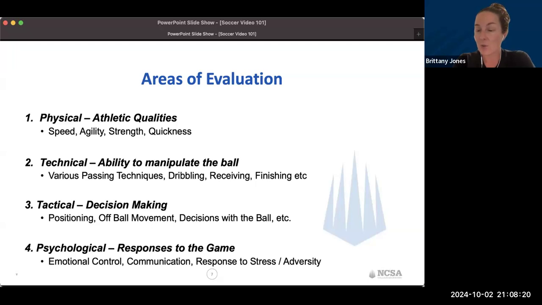And then psychological is going to be how do we see you respond in the game to difficult situations, right? Maybe it's communication, maybe your team is down a goal, right? And sometimes it's hard to tell that in the highlight video, but they're certainly going to be evaluating that as they watch you play over a consistent period of time. Right? So these are the 4 pillars. And so as we're looking at highlight videos, we're showcasing your athleticism, your ability with the ball at your feet, your tactical decision making, all of which are going to be impacted by what position you're playing on the field.